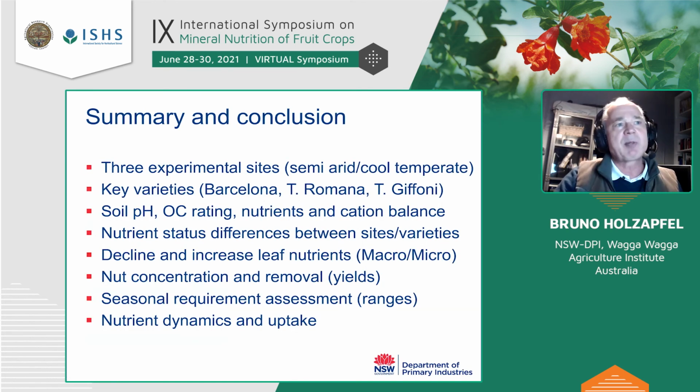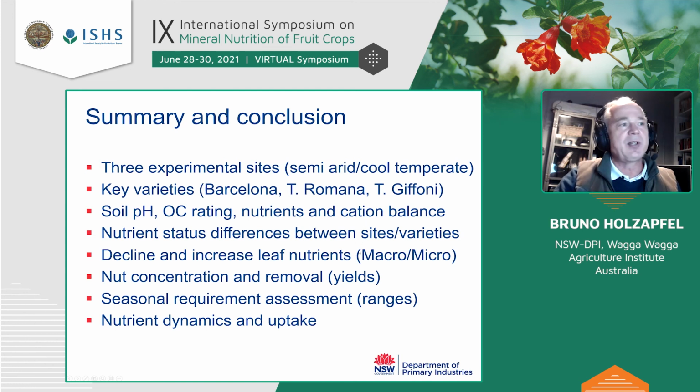So in summary, we have 3 experimental sites, 2 in semi-arid climate and 1 in cool temperate climate. We focus on the key varieties, Barcelona, Tonda Romana, and Tonda Gentile. And we observed differences, particularly one site had a relatively high soil pH, and all the Australian soils are pretty old, sorry for this. And some of the organic carbon was far below the optimal range, but the cation balance was pretty good.